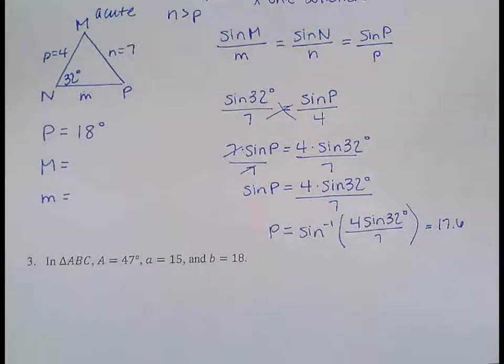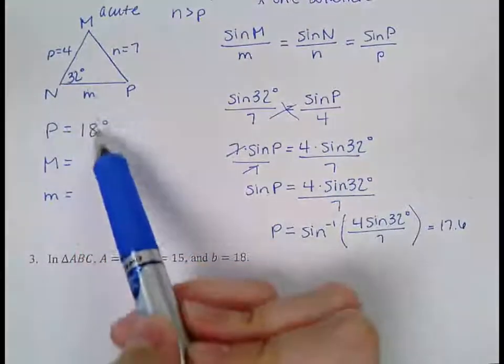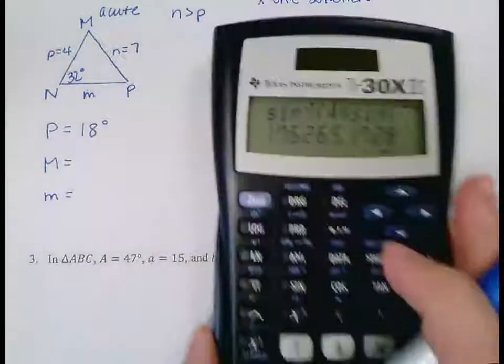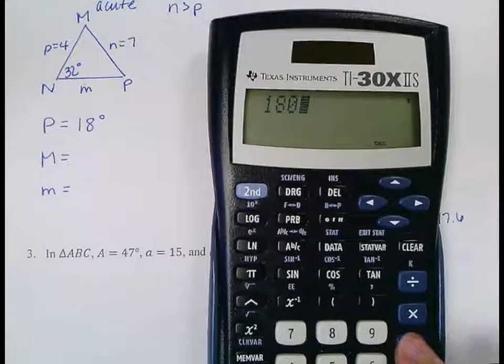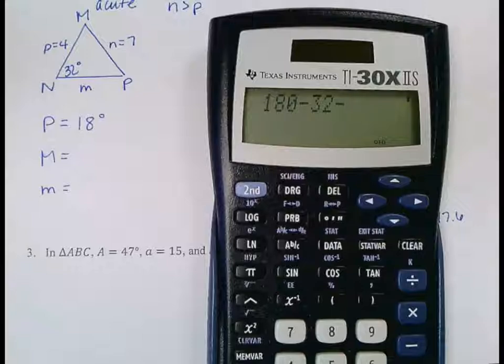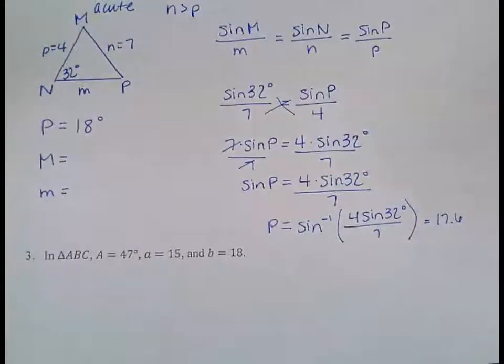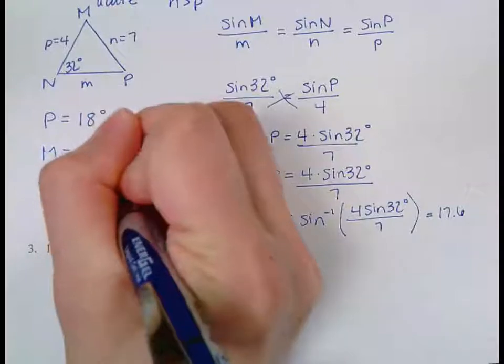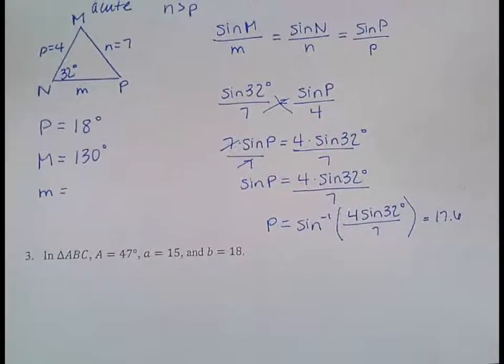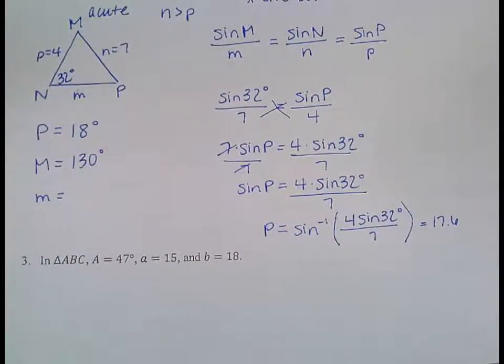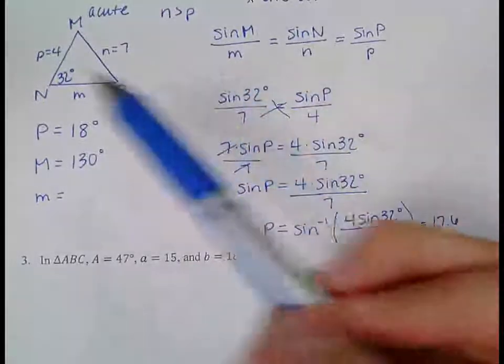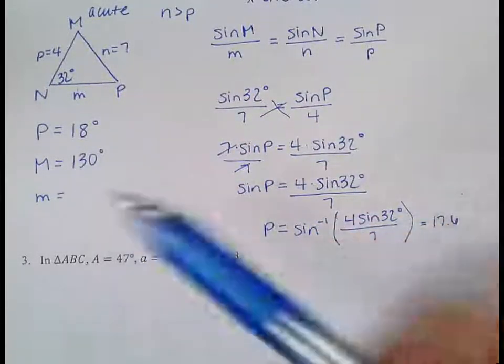Or, yeah, adding 32 and 18 and subtracting from 180 because we know two angles already. So 180 minus 32 minus 18 is 130. So angle M is 130 degrees. And now that we have angle M, we can use law of sines to find side M.